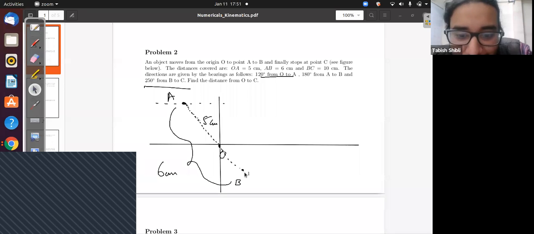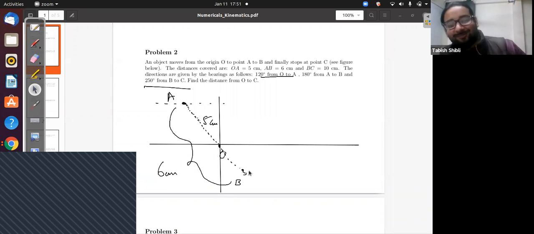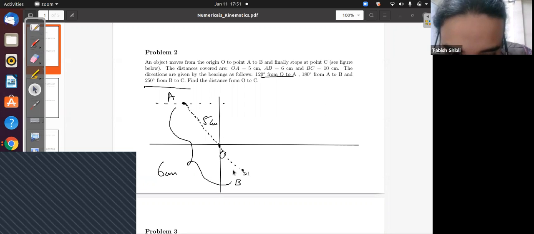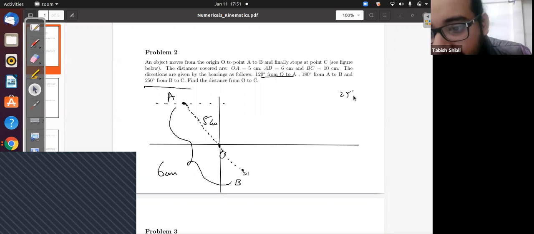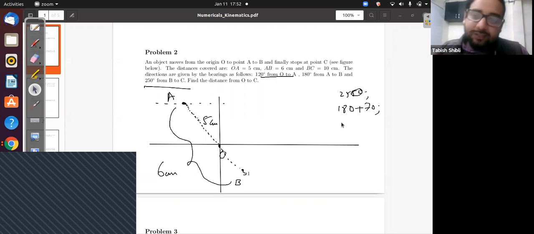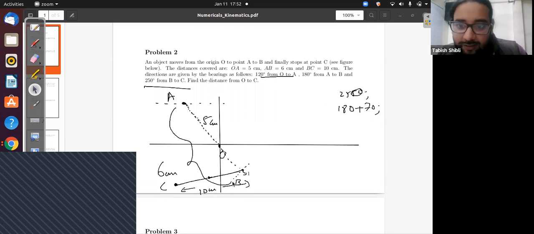So 250 degrees would be what direction here? Sir, towards the third quadrant. Towards the third quadrant. So 250 is essentially 180 plus what, 70, right? It's 180 plus 70. So it will be 180 degrees plus somewhere here. It will go something like this. And it's traveling, oh, that's a long distance. It's traveling to point C, which is 10 centimeters. So this distance is 10 centimeters.